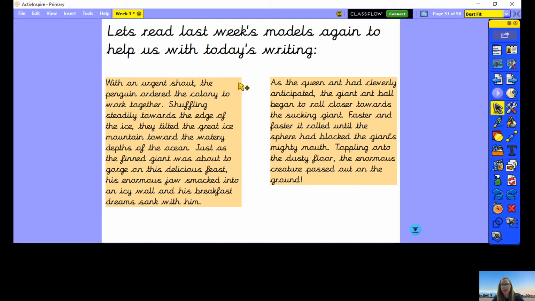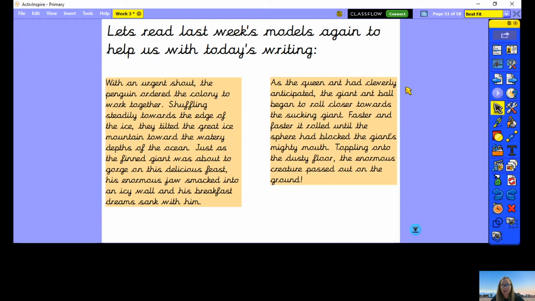And then we have the story of the ant. So I'll read this final paragraph of the ant story as well. As the queen ant had cleverly anticipated, the giant ant ball began to roll closer towards the sucking giant. Faster and faster it rolled until the sphere had blocked the giant's mighty mouth. Toppling onto the dusty floor, the enormous creature passed out on the ground.